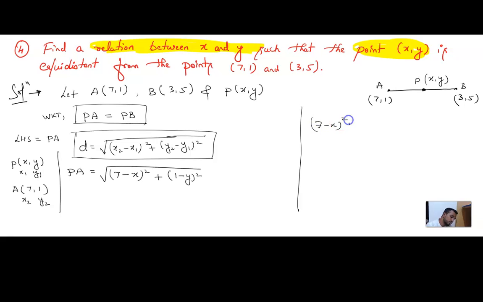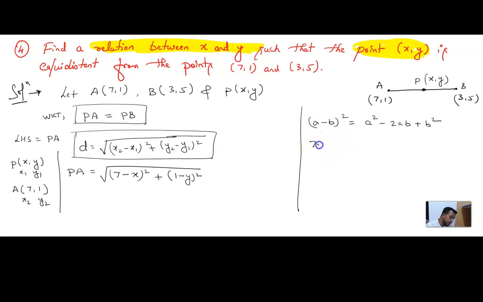7 minus x whole square is in the form of a minus b whole square. Correct, children? What is a minus b whole square? Standard identity: a square minus 2ab plus b square.